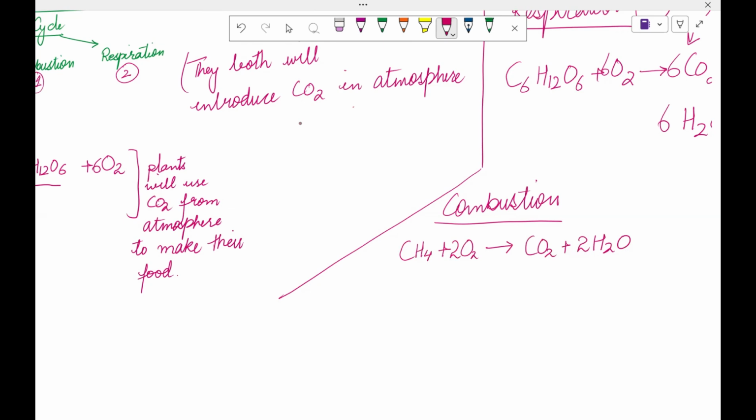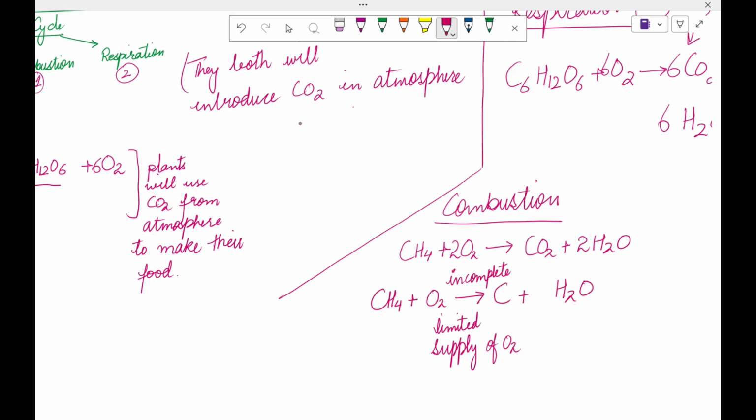On the other hand, what happens if there is very little oxygen? Then it reacts with oxygen and produces only carbon with water. That would be an incomplete reaction, or you can say this reaction occurs in a limited supply of oxygen. In this case it will only produce carbon, which is soot, black soot. So this is the combustion process.